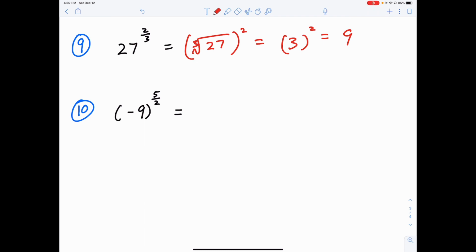So let's take a look at what we should get. If we root it first, so negative 9 square rooted, and then we power it up to the power of 5, remember with square roots that there are restrictions. So the rule is that you cannot square root a negative number. So for this one here, you should end up with no solution.